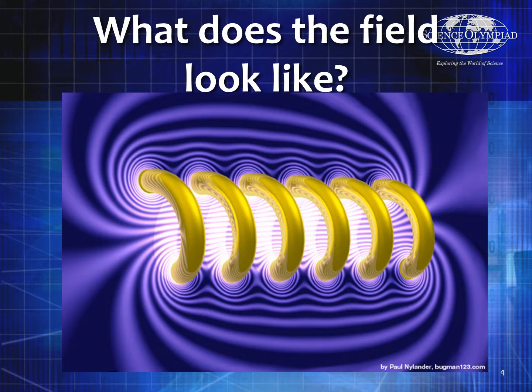So what does the magnetic field look like? It looks something like this. What you'll notice is that each one of the turns actually creates ripples of magnetic field lines, which when combined create the magnetic field loops.